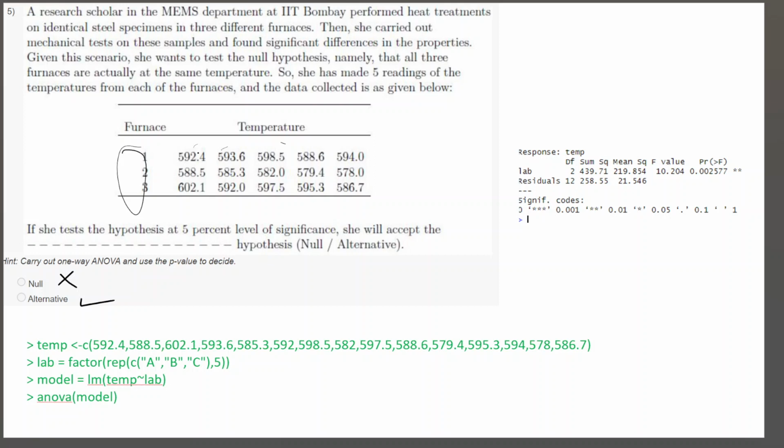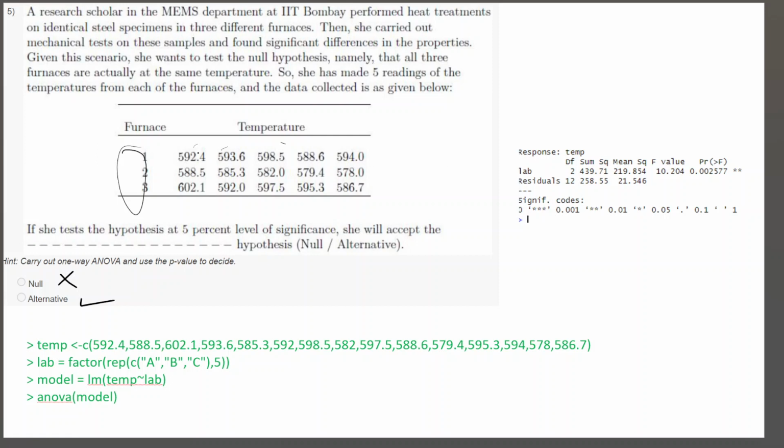Which means that all are at the same temperature, close to 600. So that is the null hypothesis. The alternative hypothesis is that there is a difference. Now we have to perform the one-way ANOVA test, and using the p-value we can decide. Earlier I said that the F-value also can be used to decide, but in this case we will decide based on the p-value.